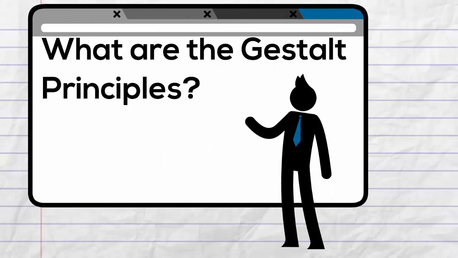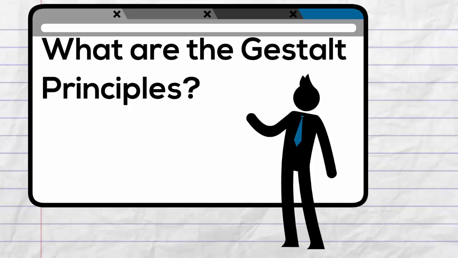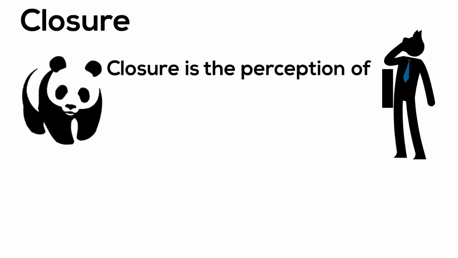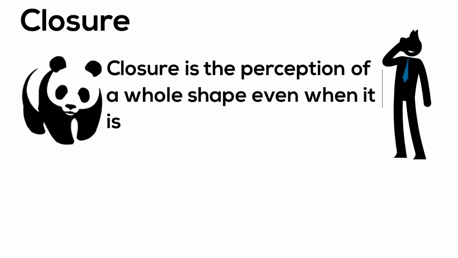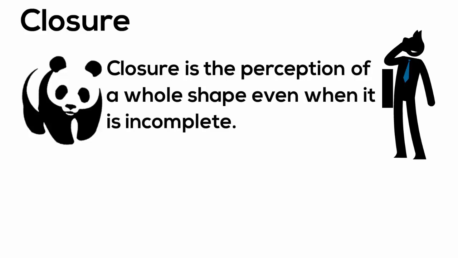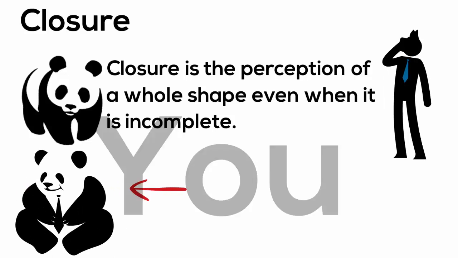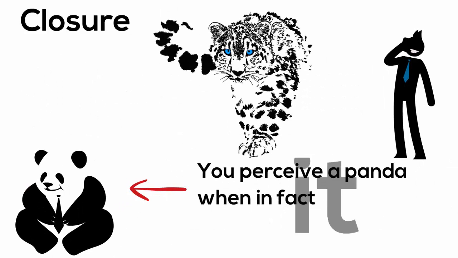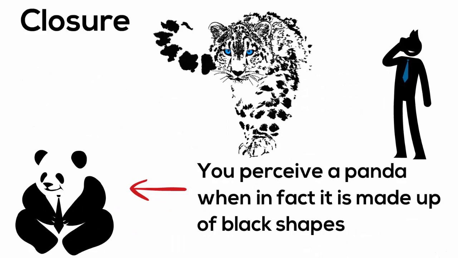Let me tell you about the Gestalt principles. Closure is the perception of a whole shape even when it is incomplete. If there is enough of the shape indicated, people will naturally fill in the missing information. You perceive a panda holding his tie, when in fact it is merely made up of black shapes.